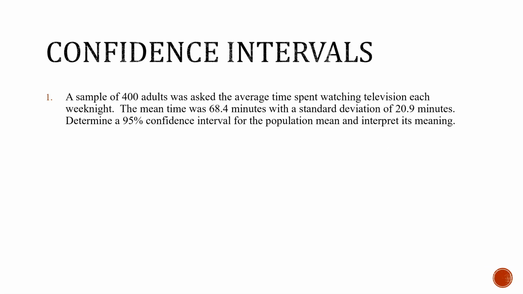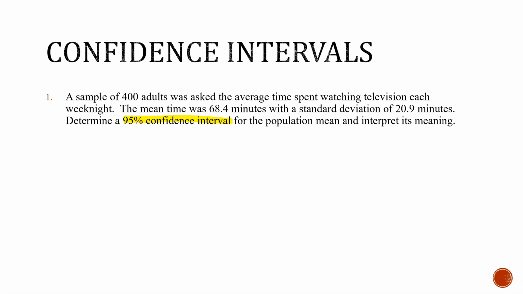Example 1. A sample of 400 adults was asked the average time spent watching television each weeknight. The mean time was 68.4 minutes with a standard deviation of 20.9 minutes. Determine a 95% level of confidence for the population mean and interpret its meaning. Just as a reminder, this lesson is on inferential statistics. So my goal is to take these 400 adults as a sample and use this to make an inference about a population. I want a 95% level of confidence of what the true population mean would be for the watch time of television each night.